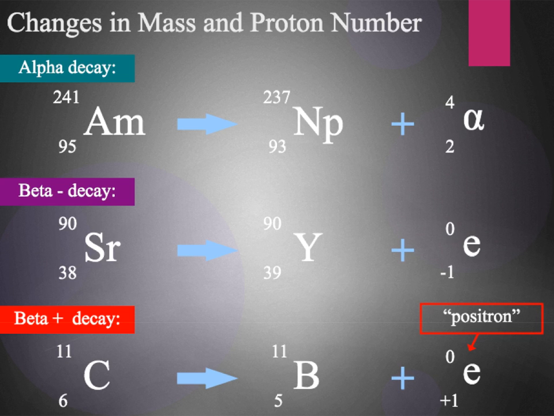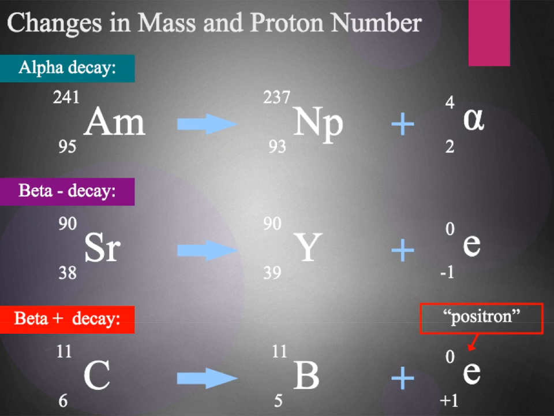So first of all, we have our alpha decay, which is going to be giving off our alpha particle here, which has a mass of 4 and a proton number of 2. We have our americium-241, which is going to decay to our neptunium-237. This is a change of 4 in mass number. We also get this change in element because of this change in 2 of the atomic number.